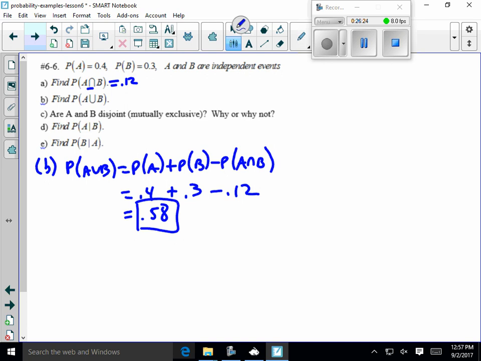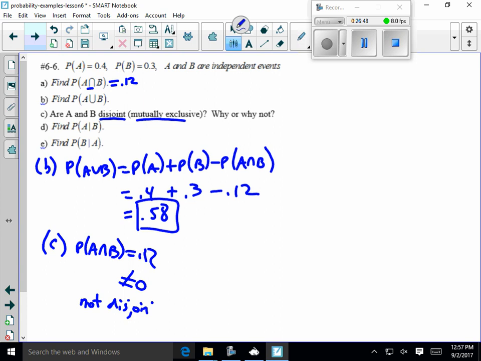Okay? All right. Then we can ask, are A and B disjoint? Well, disjoint, or mutually exclusive, means there's no overlap. But this probability here, probability of A and B, is 0.12. It's not equal to 0, so therefore there is overlap, so these are not disjoint. You would call this not disjoint, or not mutually exclusive. So the answer to that is not disjoint, and the reason is because there is an overlap. The AND probability is not 0.